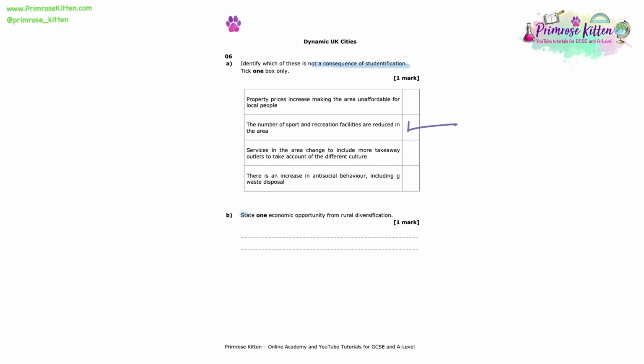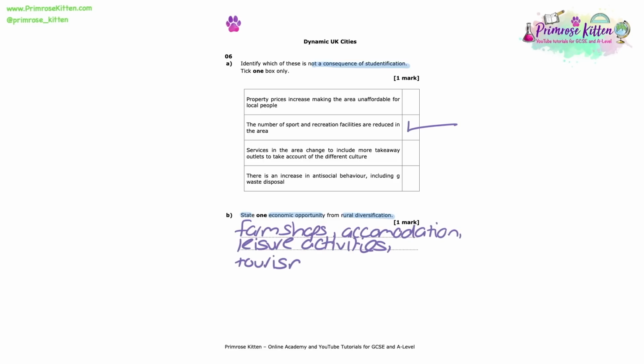Part B. State one economic opportunity from rural diversification for 1 mark. There are a number of possible options that you could write here, including farm shops, accommodation, leisure activities, tourism, or educational activities.